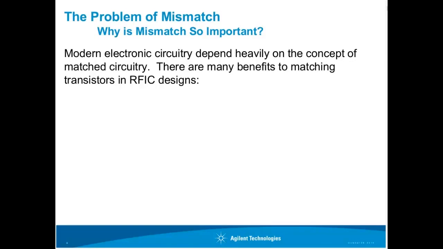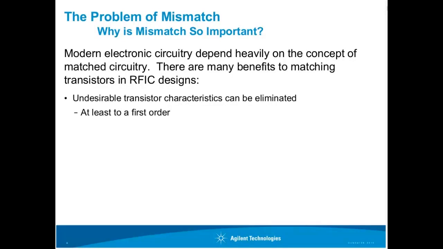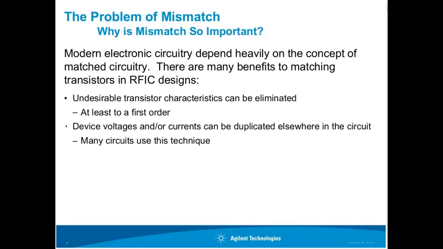And there have been a lot of benefits to this approach, including the ability to maybe cancel out some undesirable transistor characteristics, maybe variation with temperature or with process or with bias voltage, at least to a first order, and sometimes you can cancel out even beyond that. It's also been used to allow you to mirror voltage or current elsewhere out in the circuit. It's a very commonly used technique for many types of circuitry.